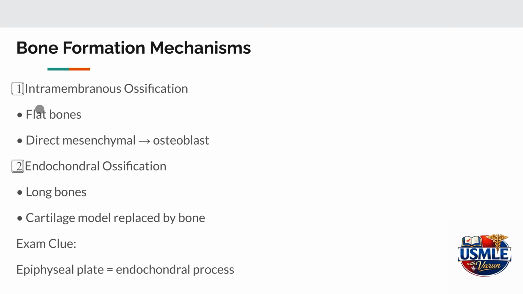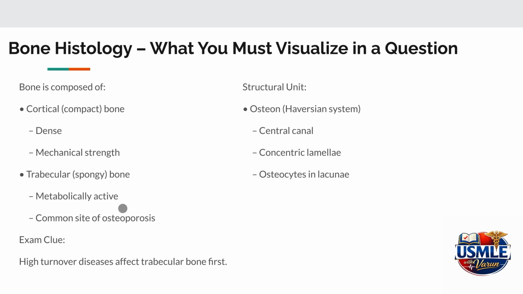Two mechanisms form bone. Intramembranous ossification converts mesenchymal cells directly into osteoblasts. This forms flat bones, such as skull bones, whereas endochondral ossification forms long bones. In this process, a cartilage template is gradually replaced by bone. The epiphyseal growth plate uses endochondral ossification for its growth. Therefore, diseases affecting this process alter the length of long bones only.